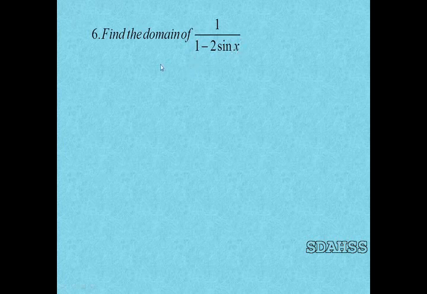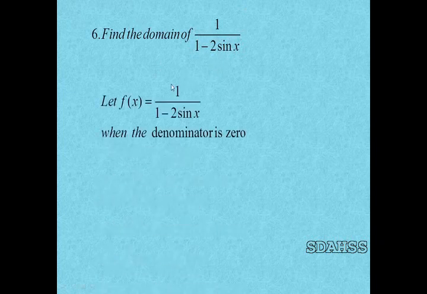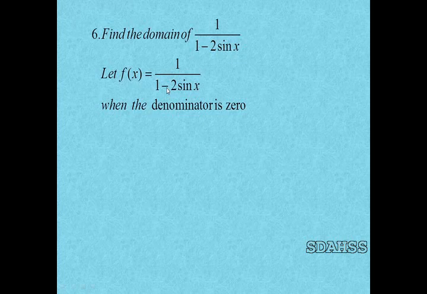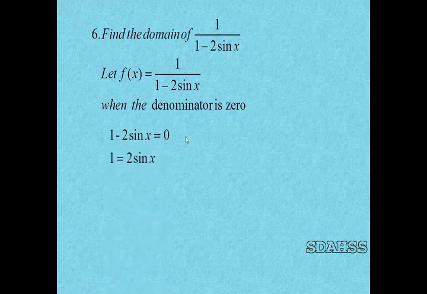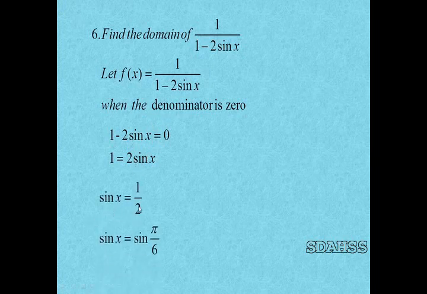So let us assume the given function is f of x. f of x is equal to 1 by 1 minus 2 sin x. Now let us assume that the denominator is 0. So 1 minus 2 sin x is 0. Then 1 is equal to 2 sin x. You bring 2 sin x to the other side, it becomes positive. Then sin x is equal to 1 by 2.